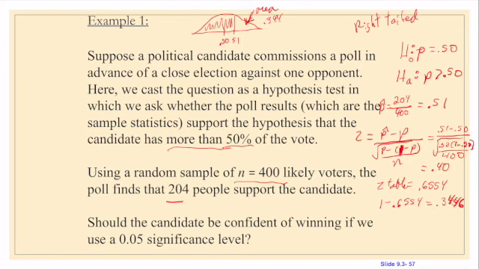Is this statistically significant enough at the 0.05 significance level? No, because 0.05 is less than 0.3446. So we do not reject our H naught.